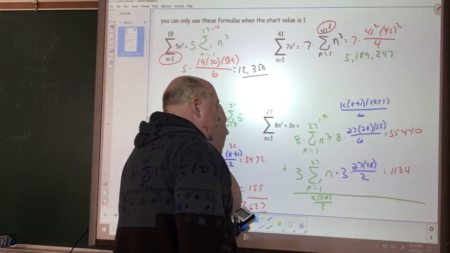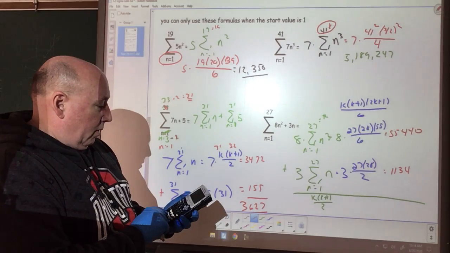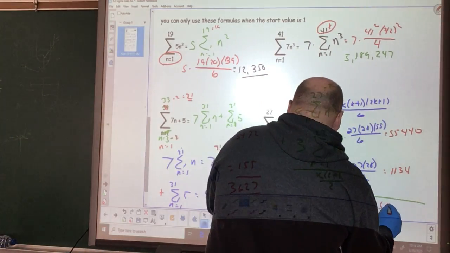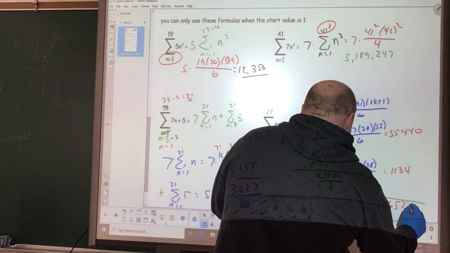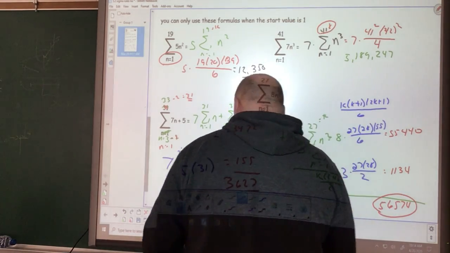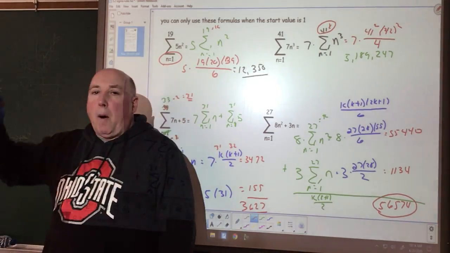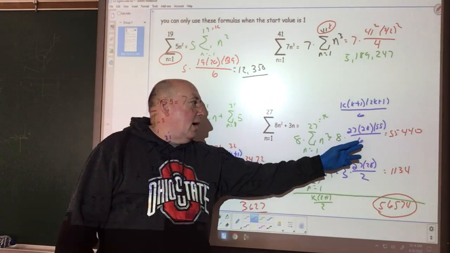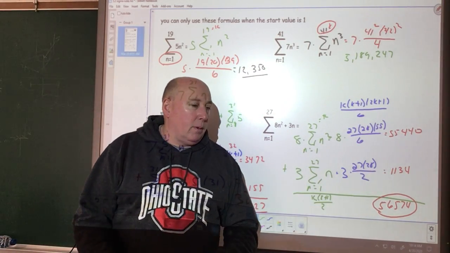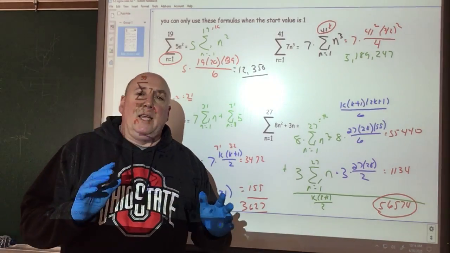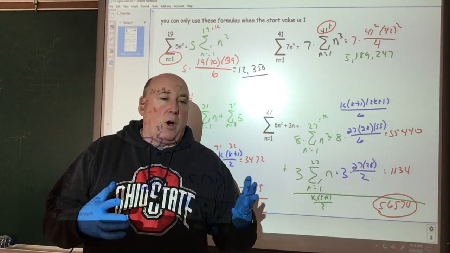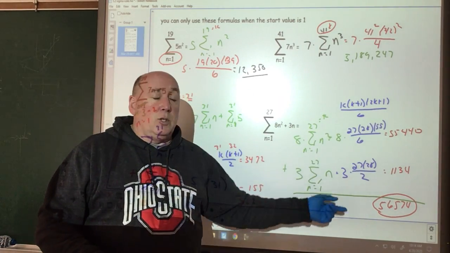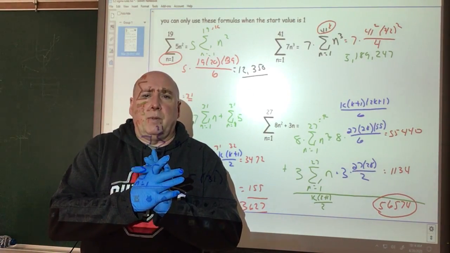And we can add those together to give me 56,574. Oh yeah. There we go. We add these two together to come up with our value. Once again, we're dealing with sigma rules for polynomials. When it's not arithmetic and not geometric, this is what we have to do to find our series.